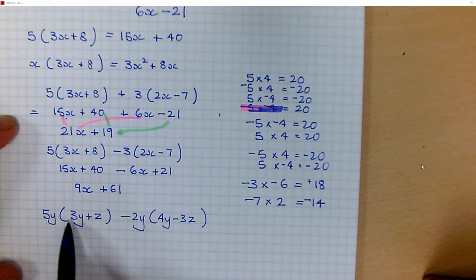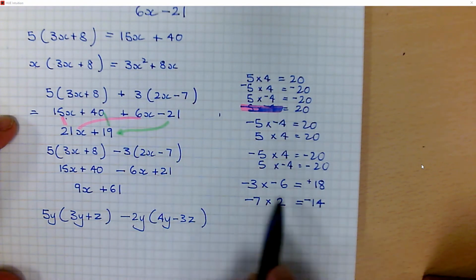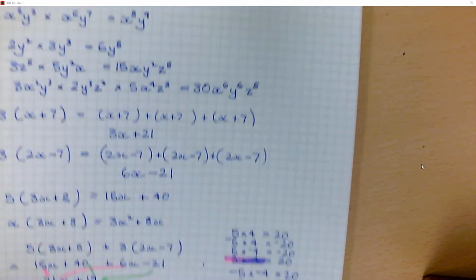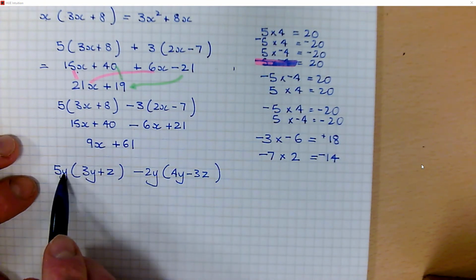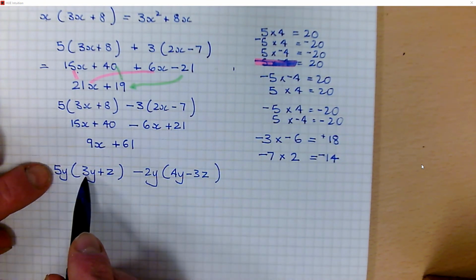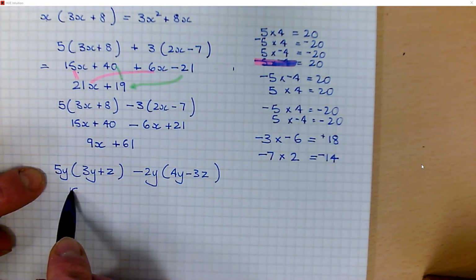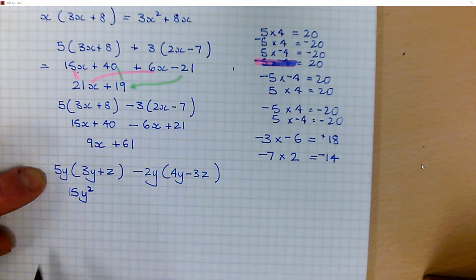We're going to multiply everything in here by 5y, and we're going to multiply everything in here by minus 2y, and we're going to remember about the negatives, and we're going to remember about what happens here, adding the powers and all that kind of stuff, and we're going to take it slowly. So everything in here gets multiplied by 5y. 5y times 3y. 5 times 3, 15. Y times y, y squared.